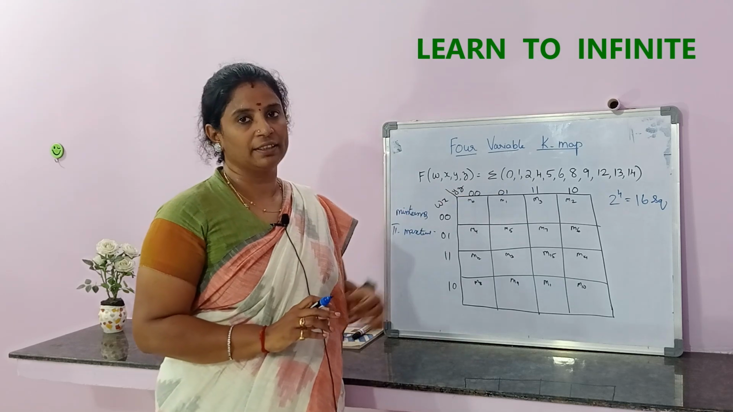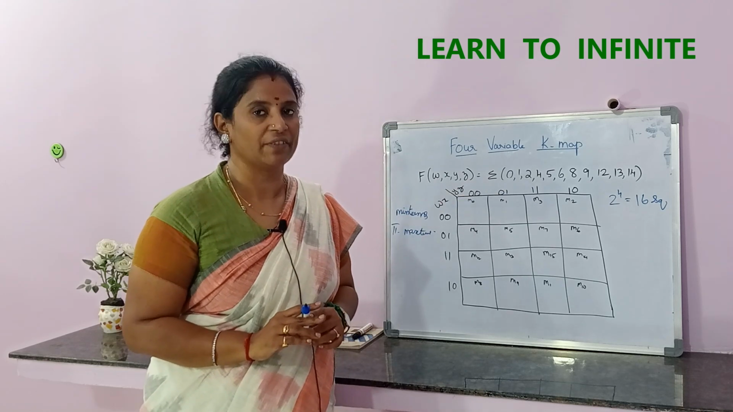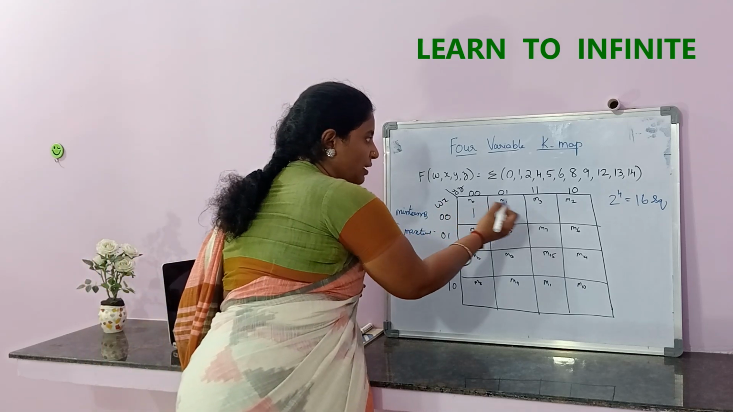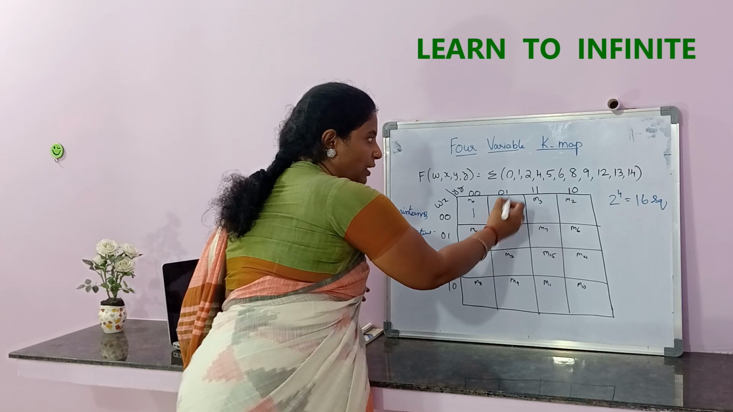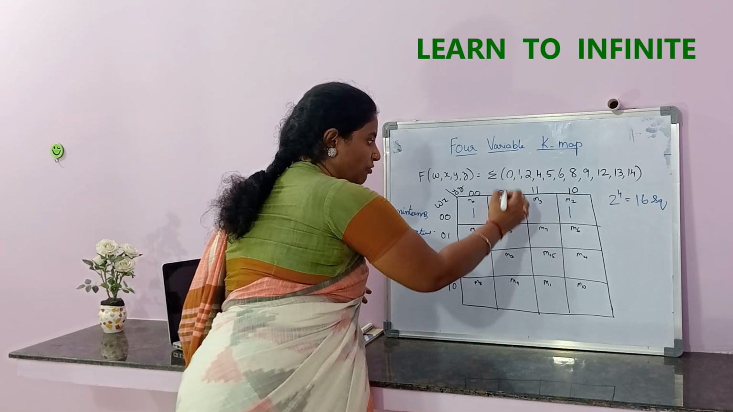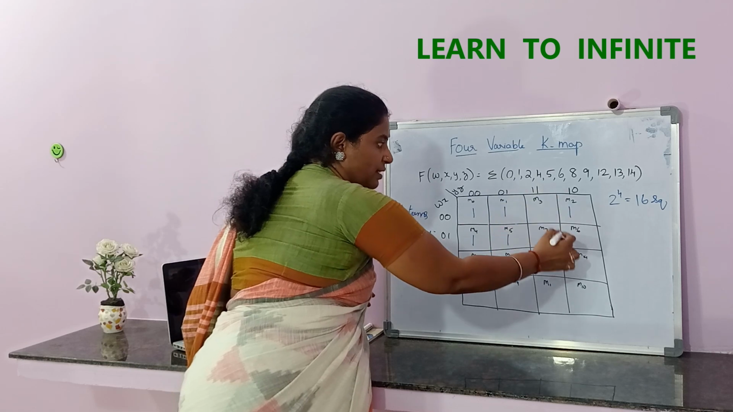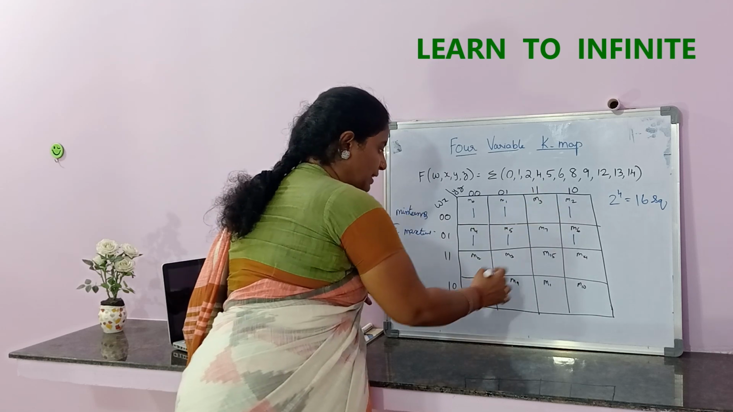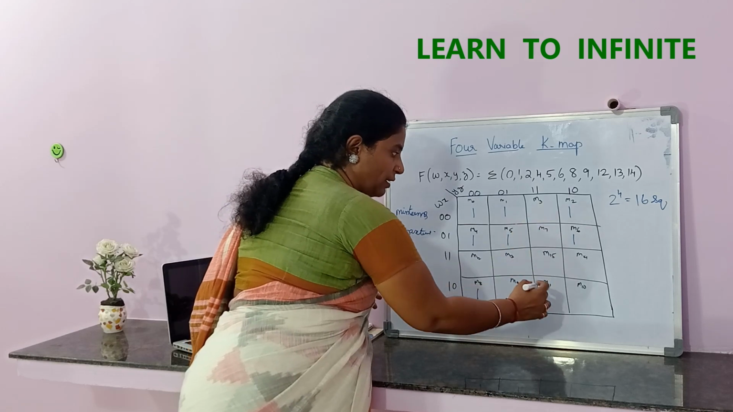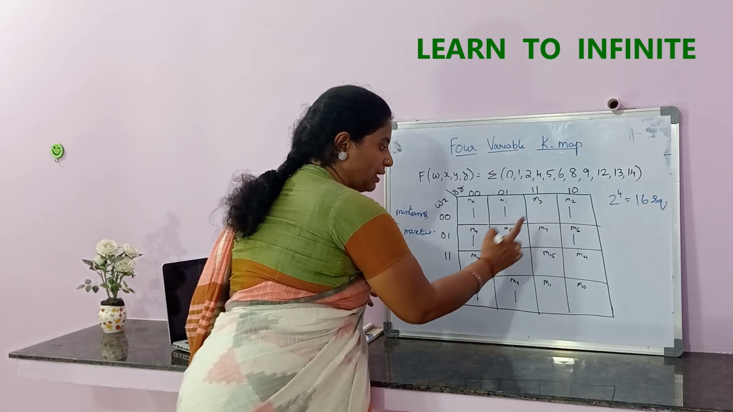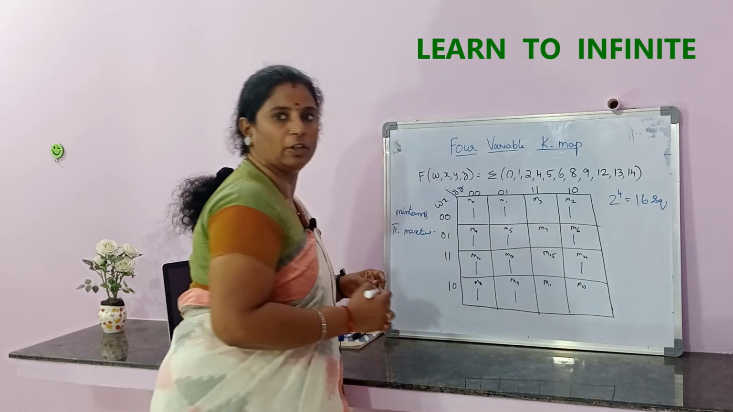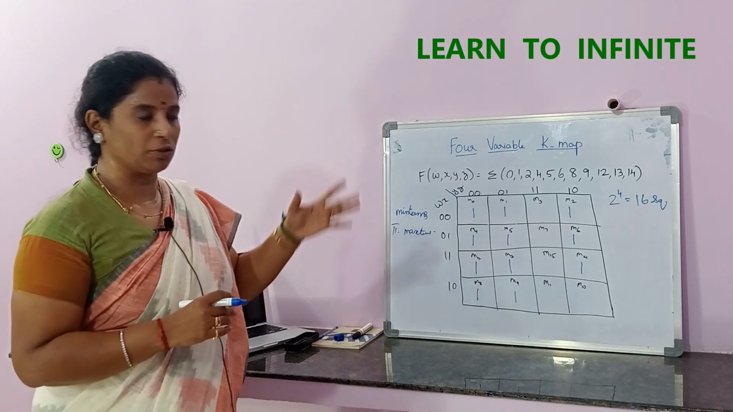So now we will fill the ones for the min terms which is given in the question. So first it is 0, so M0, next it is 1, M1, 2, M2, 4, M4, 5, M5, 6, M6, 8, M8, 9, M9, 12. So 12 is here, M12, 13, M13, 14, M14. Okay. So we have filled the ones according to the question.